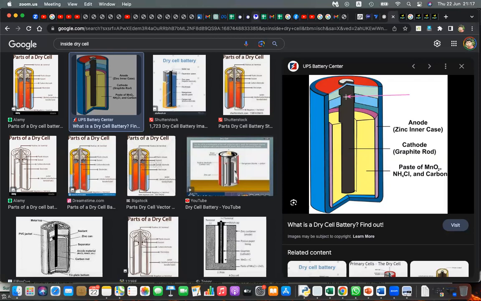This carbon rod is the positive, or we call it basically the cathode.